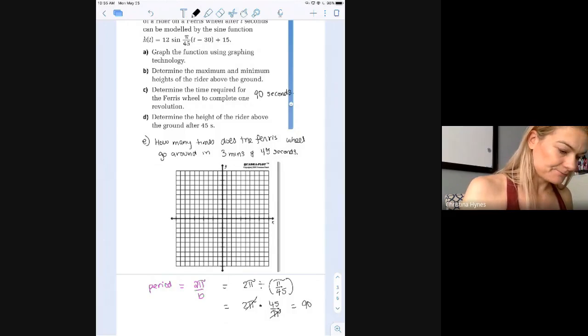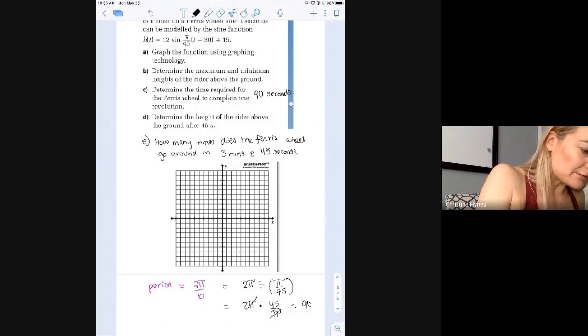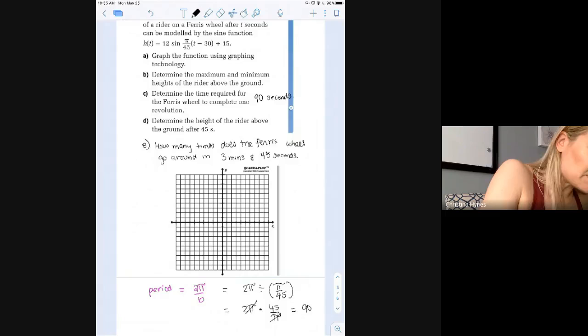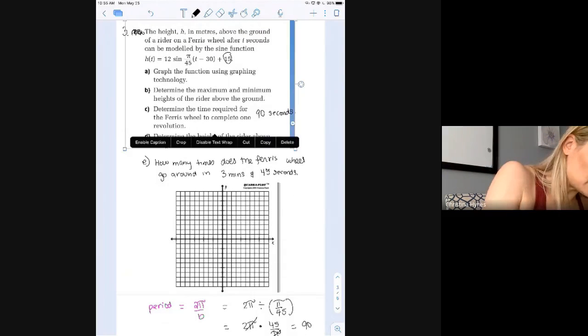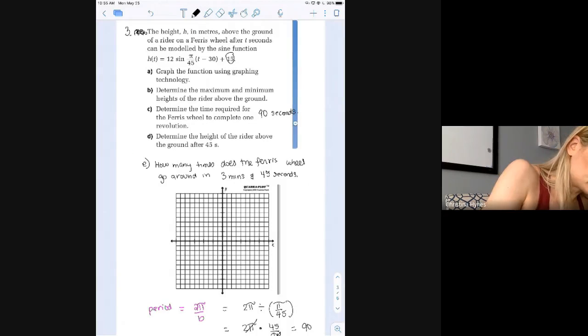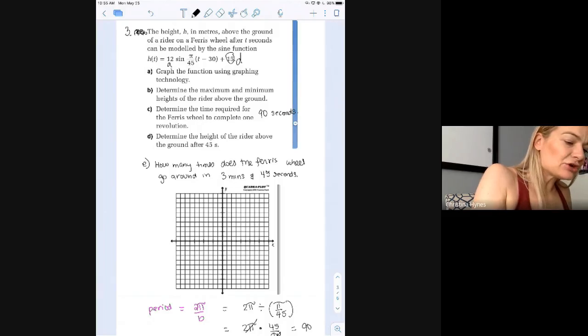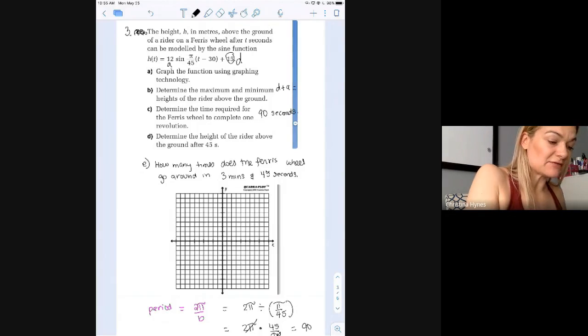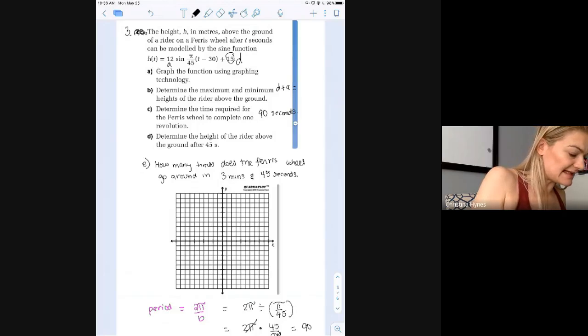And then your maximum can always be found by taking your d value. So this is your midline value. So this is my d value. I'm going to try to write on this. There you go. D and A. If you take your D and add your A, that will actually give you your maximum value. So if I take 15 and add 12, that's going to give you 27.